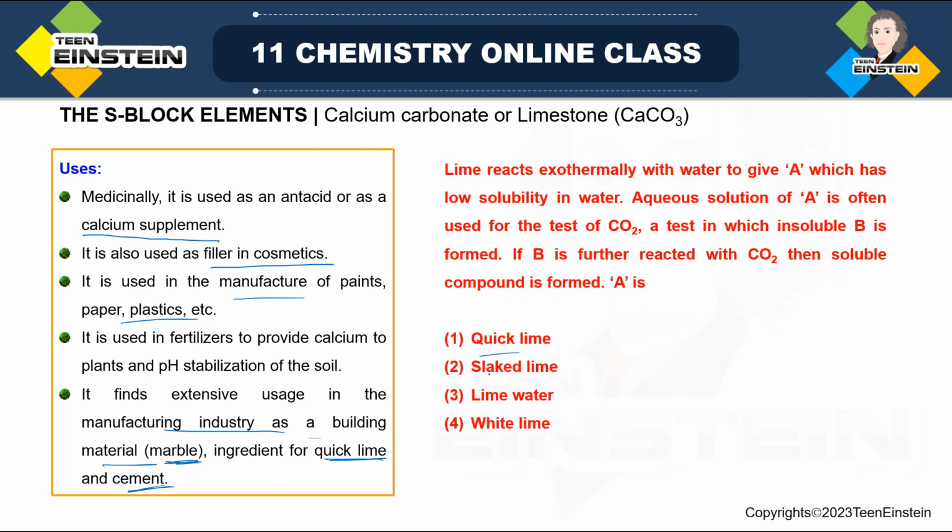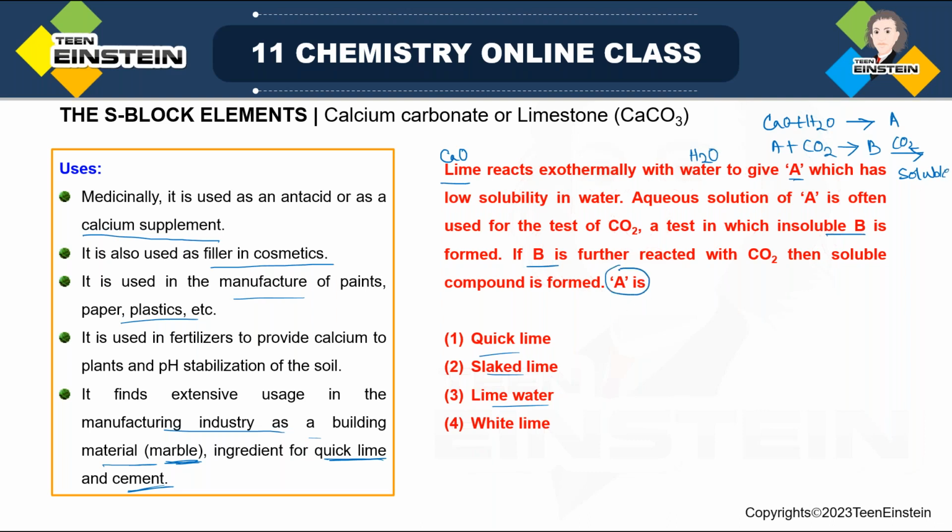Now, if you look at the options, quicklime, slaked lime, lime water, all the closely related terms, are present together. So if you solve this question, you will have some clarity. It says that lime, meaning CaO, reacts exothermally with water, so there will be liberation of heat. CaO plus H2O gives some compound A, which has low solubility in water. Now an aqueous solution of A is used as a test for CO2. When you treat A with CO2, insoluble B is first formed, and if you treat B with extra CO2, then a soluble compound is formed.